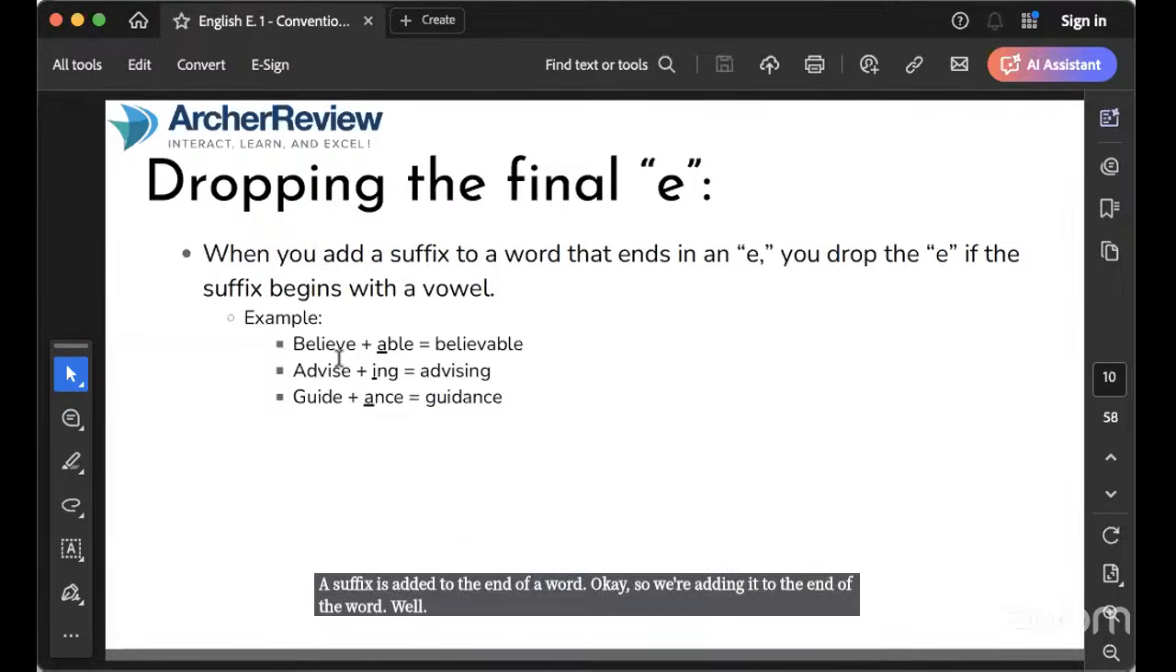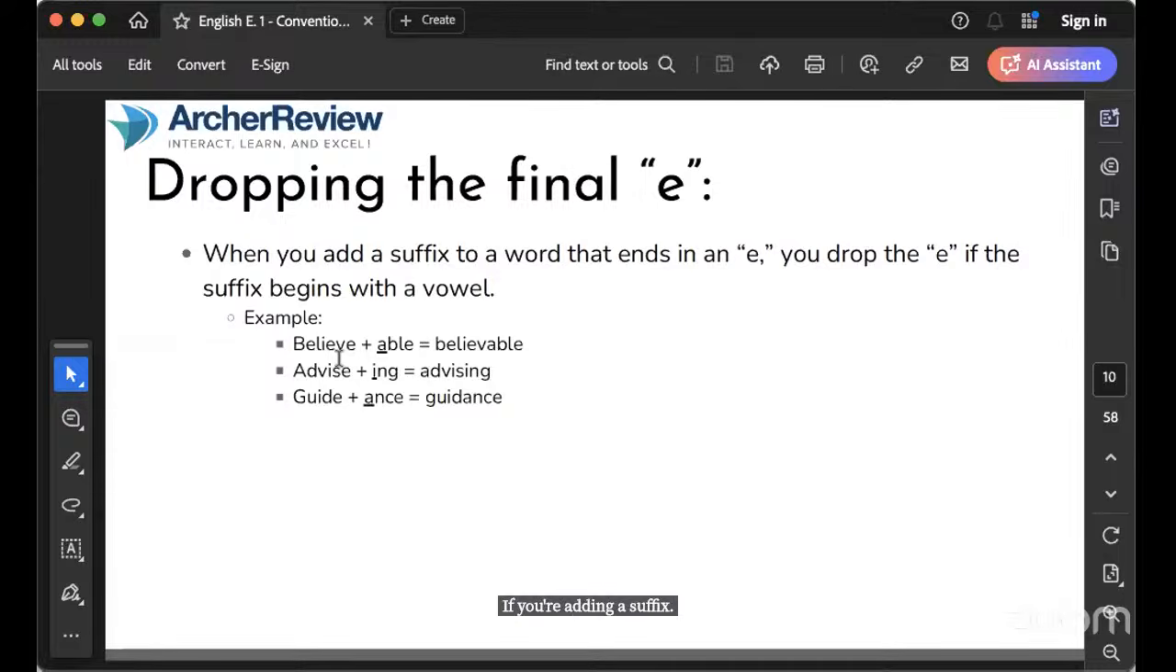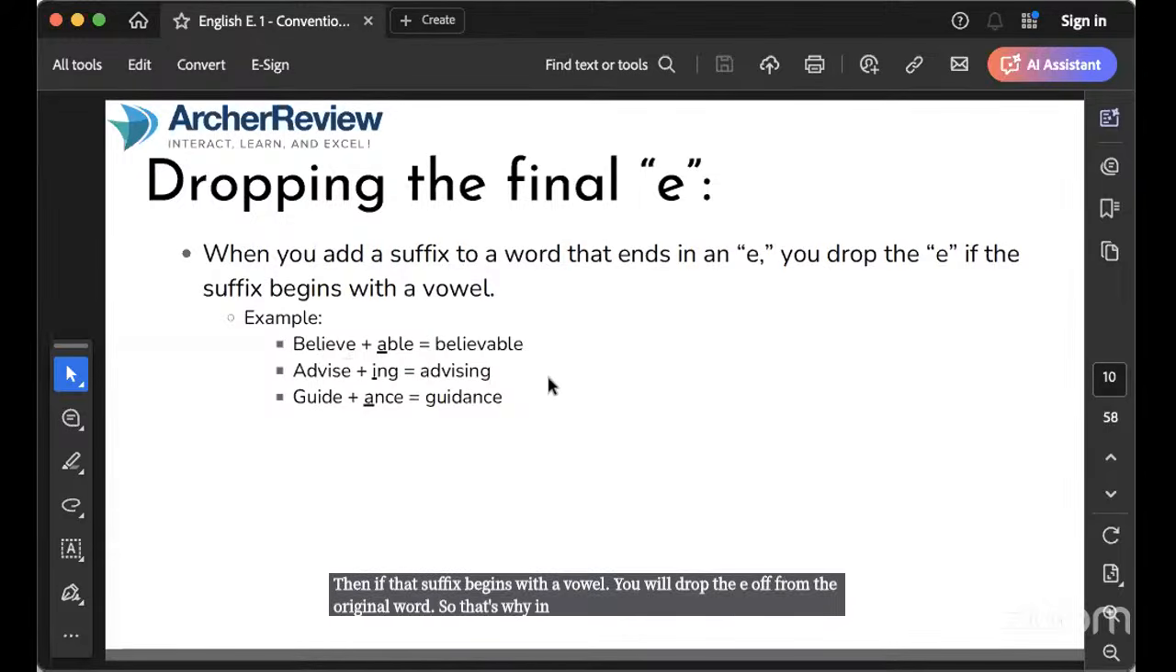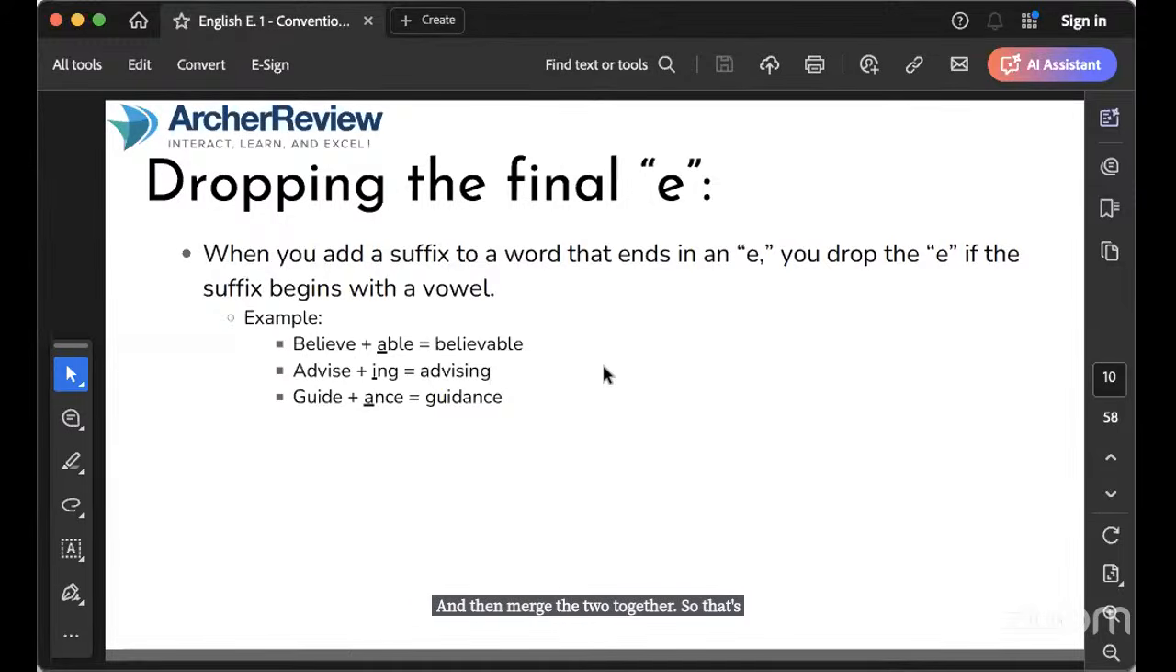Well, if you're adding a suffix to a word that ends in an E, then if that suffix begins with a vowel, remember vowels are A, E, I, O, U, then you will drop the E off from the original word. So that's why believe ends in an E, and if we add the suffix able, which begins with that vowel A, then when you add the two together, you simply drop that E from the end and then merge the two together. So that's why you get this spelling right here.